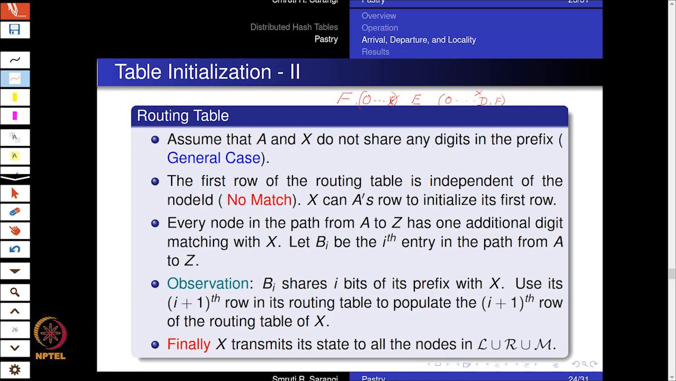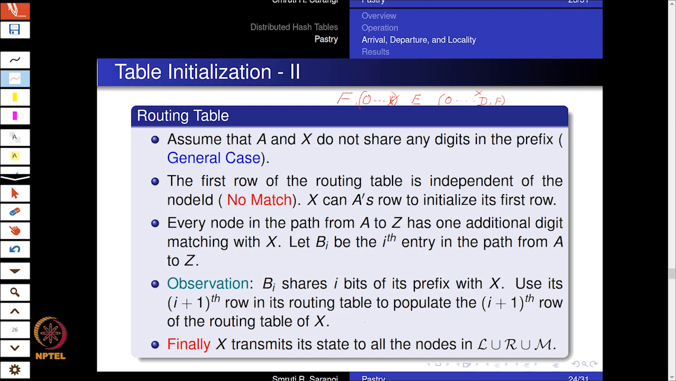Then every node in the path from A to Z will have one additional digit matching with X, right? So let Bi be the ith entry in the path from A to Z. So Bi shares i bits of the prefix with X. So what we can do is we can use the i plus 1th row of the routing table of Bi to populate the i plus 1th row of the routing table of X.